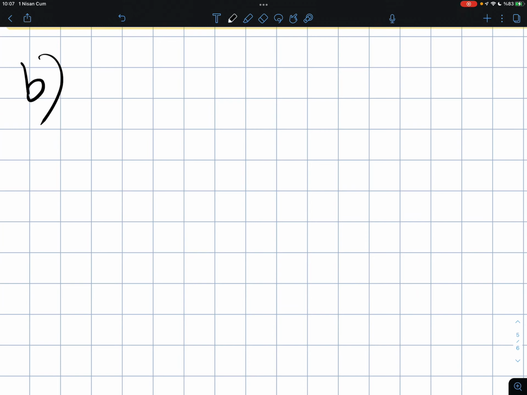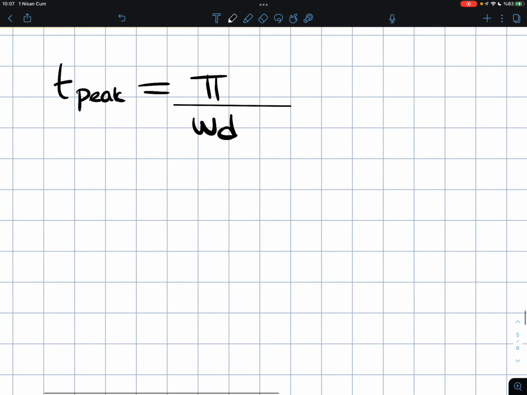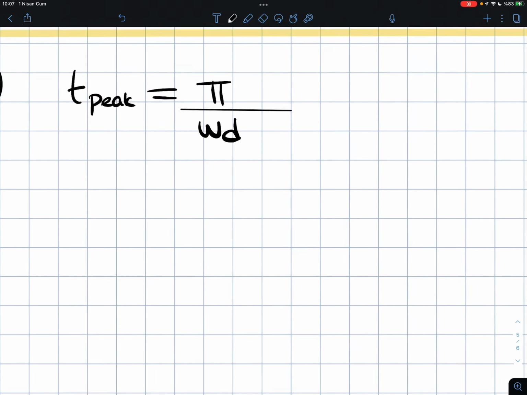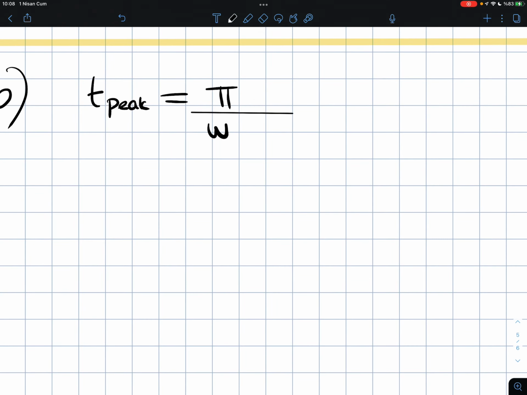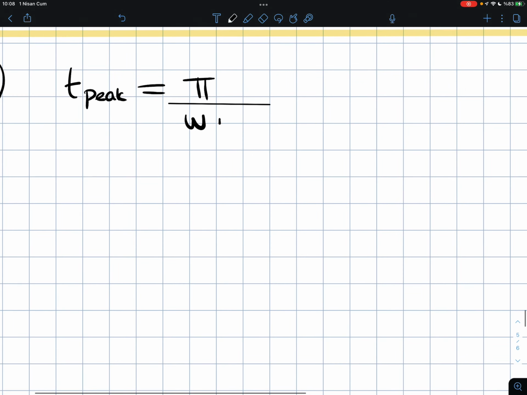So let's start with the peak time here. Now the peak time, the definition of peak time, or the formula of peak time, is given as pi divided by omega d. Now, of course, the time instance where the peak value is observed in the transients is the peak time. So that's also the definition. Now, we have pi divided by omega d.